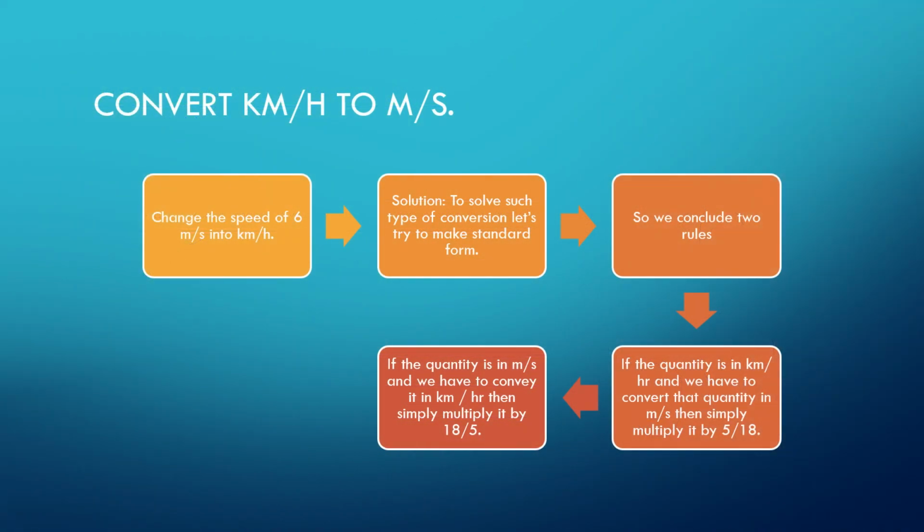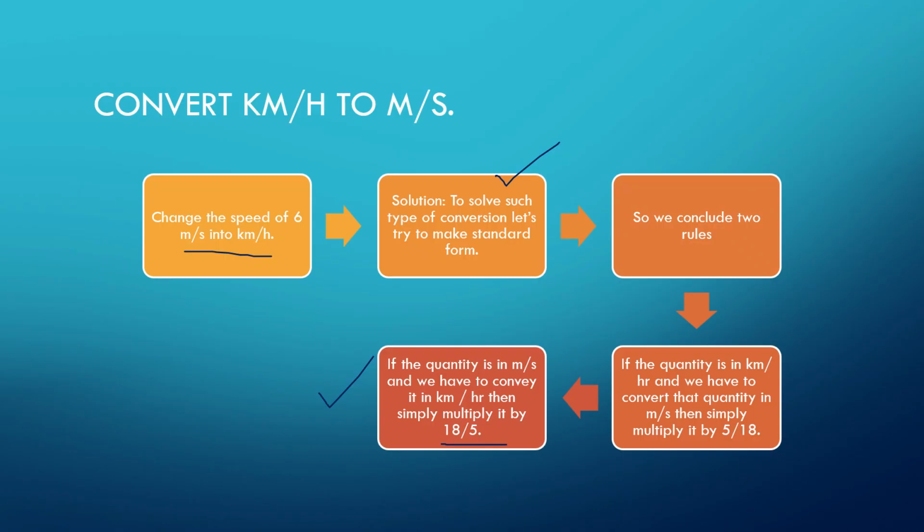Now let's understand how to convert kilometer per hour to meter per second, as you have seen in the previous questions or numericals, where it's mentioned that the unit is given in kilometer per hour. So, to change the speed of 6 meter per second into kilometer per hour, what is the solution? To solve such conversions, first you have to make it in standard form. These are the two rules which you have to remember. If the quantity is in meter per second and we have to convert it into kilometer per hour, you simply multiply by 18 upon 5.